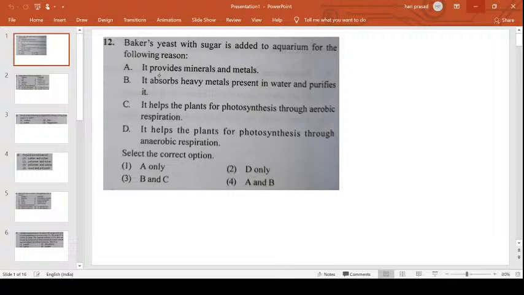Let us discuss NTSC previous year questions. We'll see this: baker's yeast with sugar is added to an aquarium. Why is it so? This baker's yeast is used for preparing carbon dioxide. The sugar is converted into carbon dioxide with the help of baker's yeast. This carbon dioxide is used for photosynthesis.